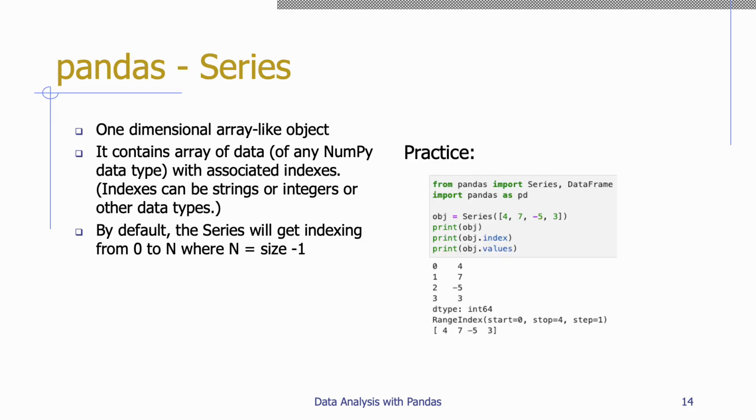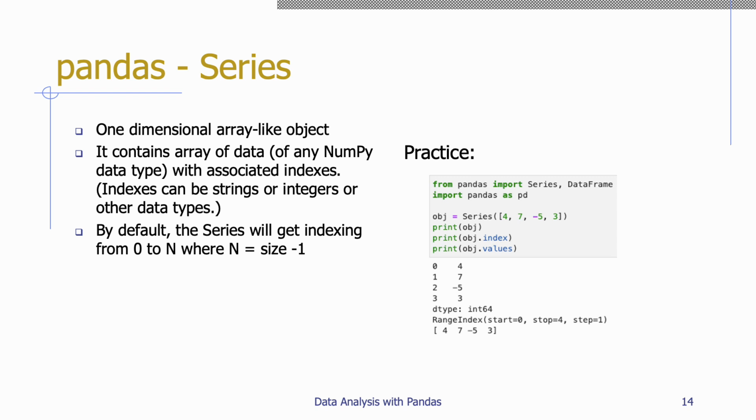Pandas has another object type which is called series. The series is a one-dimensional array-like object. It contains an array of data of any NumPy data type with associated indexes. These indexes can be strings or integers or other data types. By default, the series will get indexing from 0 to n, where n is equal to size minus 1.